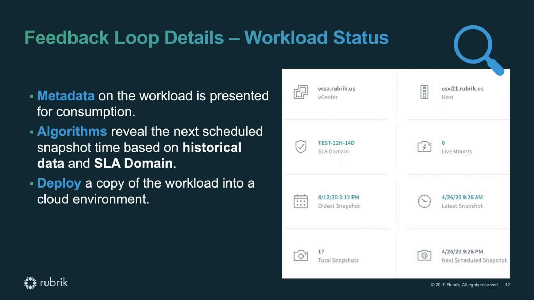Looking at the example on the screen, you can see information around the locality of this workload, the service level agreement applied, as well as the age of the snapshots that have been ingested by our system, enabling a number of points in time that can be used for recovery. Since this is a mostly idle virtual machine that I used for demos, the next snapshot is exactly 12 hours from the previous, which makes sense for an SLA domain with a 12-hour RPO value.